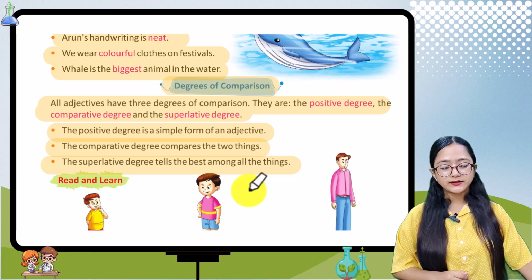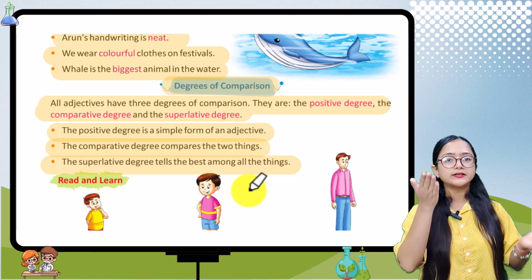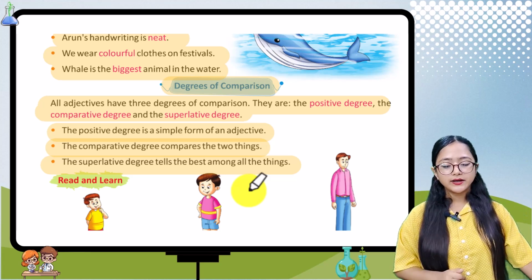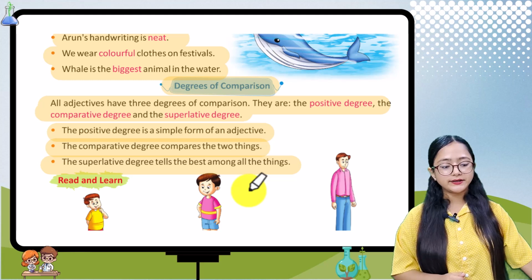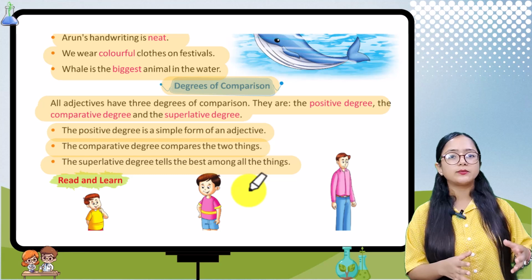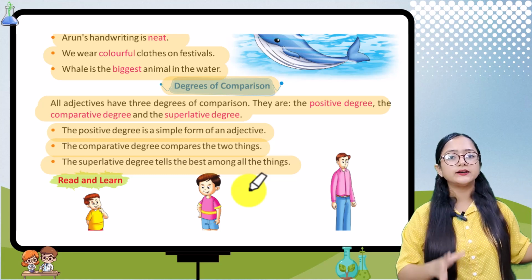Next one is the comparative degree. It compares the two things. Next one, the superlative degree tells the best among all the things. The superlative tells you about the best among all the things.